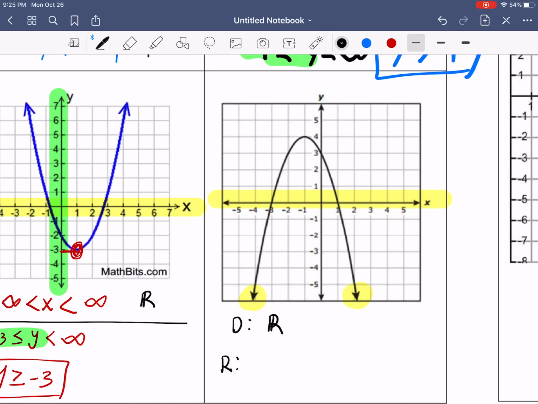Bottom to top. What's the lowest point this graph can get? It keeps going down, isn't it? It's bottomless. It keeps going down, like bottom. Negative infinity. To, what's the highest point this one can get? It just keeps going up, and then at some point, this is the highest point, which is 4. And again, we consider this line as a closed circle, so we're gonna put a line underneath it.